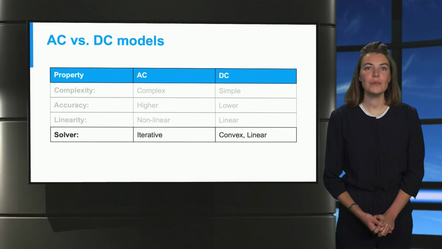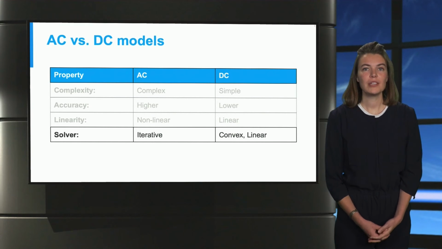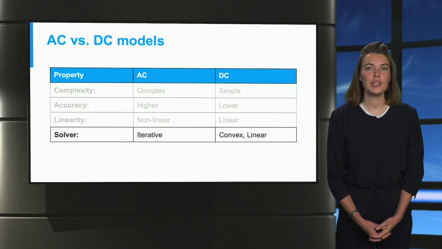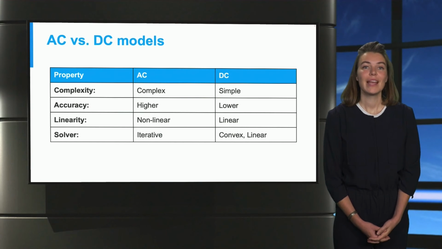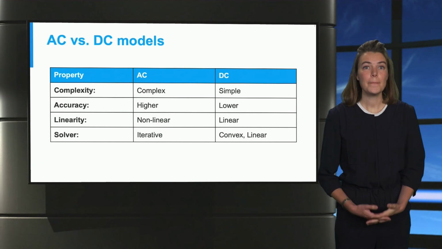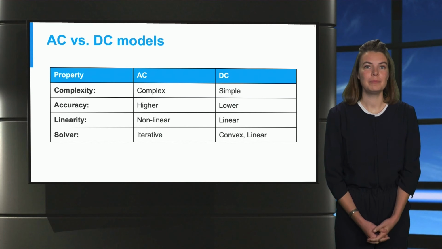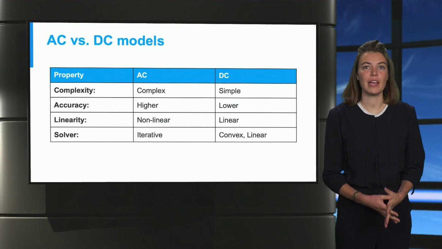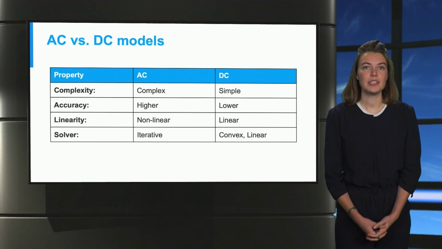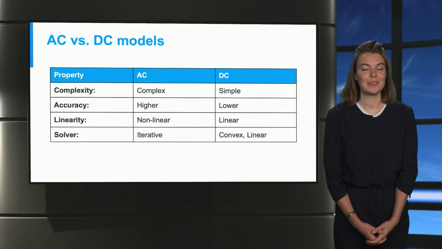Finally, let us take a look at suitable solvers. Because the DC model is linear, we can use more straightforward mathematical solvers. The AC model requires complicated iterative solvers to solve this nonlinear model efficiently. As you can see, both the easy and complex models have their advantages and disadvantages. But is it possible to combine them? Is it possible to have the accuracy of the complex model and the speed of the simple model together?